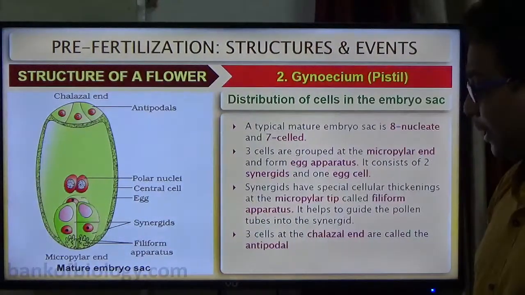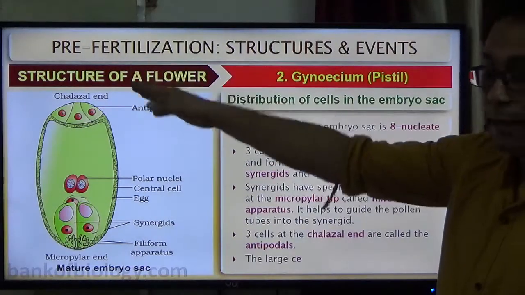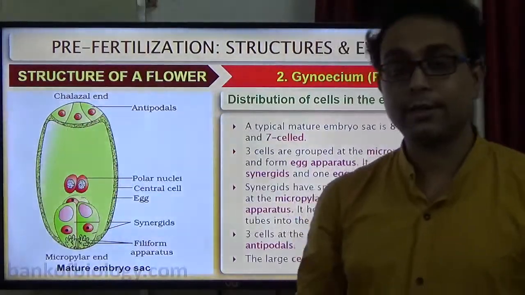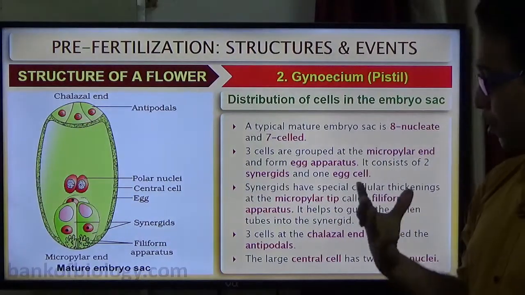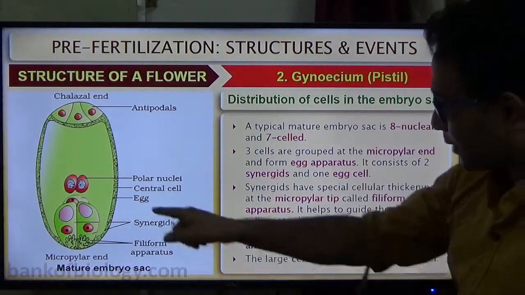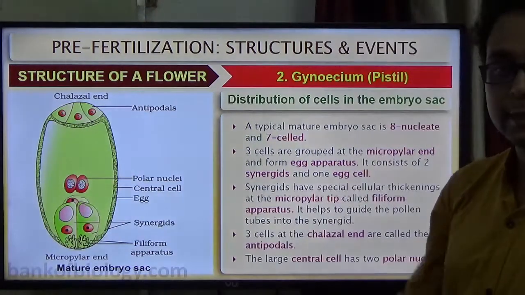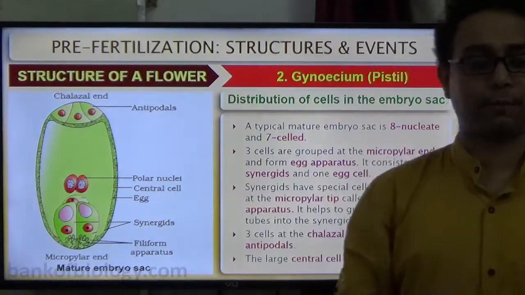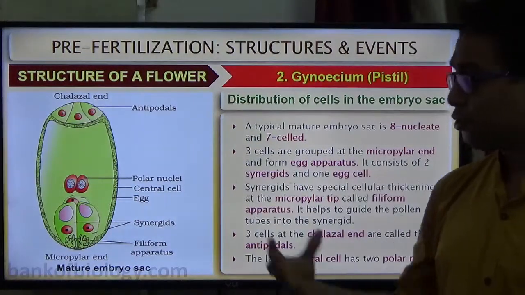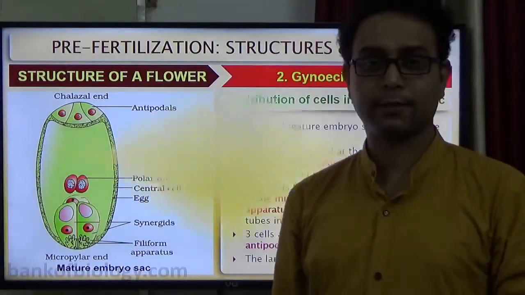In the chalazial end, 3 cells are there. They are covered by the cell wall. They are called the antipodal cells. So the large central cell has the 2 nuclei, and these contain the haploid chromosome number. So they are called the polar nuclei.